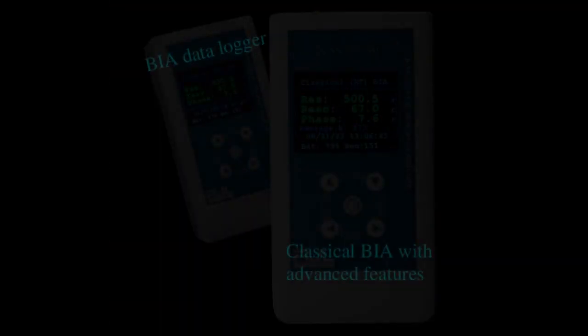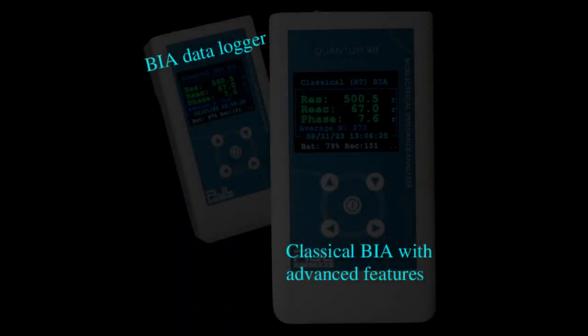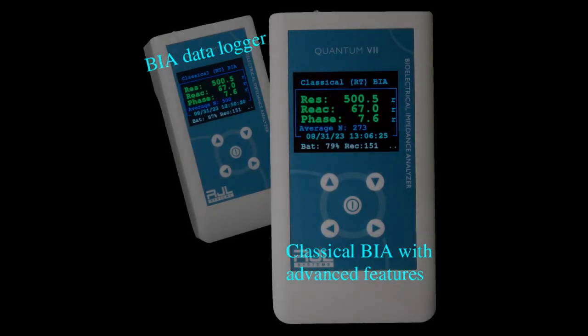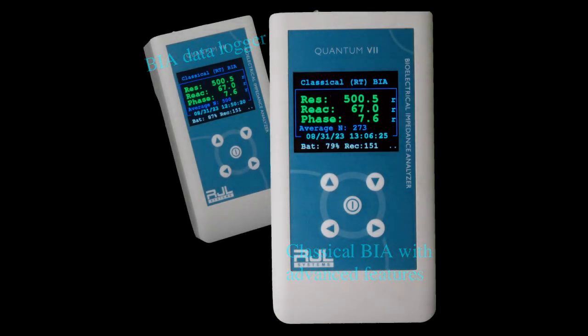The Quantum VII is a precision real-time BIA. It can be used as a classical BIA with advanced features, or a BIA data logger with sampling rates from 2 seconds to 24 hours.